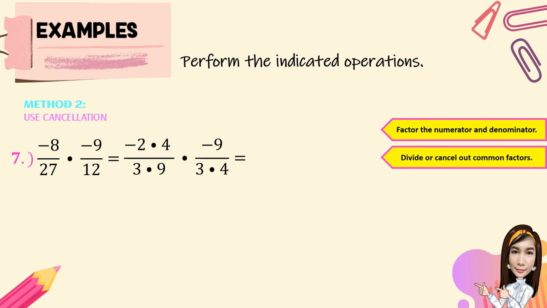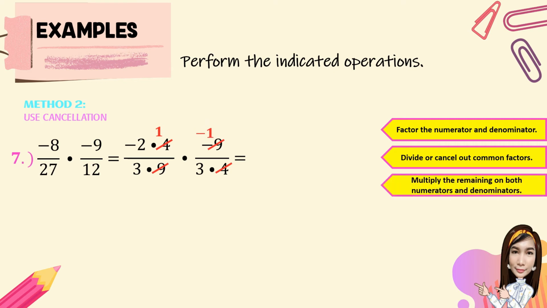Second, we are going to divide or cancel out common factors. Now, for negative 8 and 12, the greatest common factor is 4. So 4 divided by 4 is equal to 1. For negative 9 and 27, the greatest common factor is 9. So negative 9 divided by 9 is equal to negative 1.